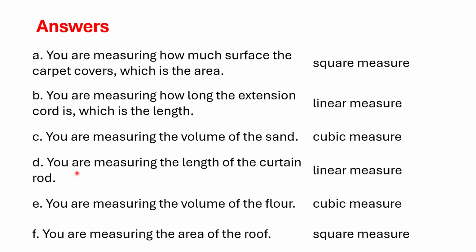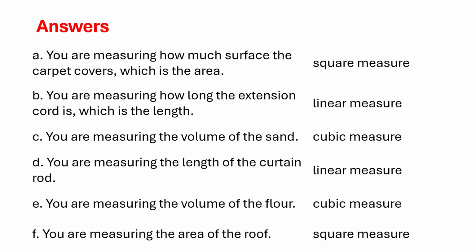And for D, you are measuring the length of the curtain rod, so we have to use linear measure. And for item E, you are measuring the volume of the flour, so we have to use cubic measure. And for F, you are measuring the area of the roof, so naturally we have to use square measure. Okay, so these are the answers to those different scenarios in the previous slides. Now let's move to the next slide.